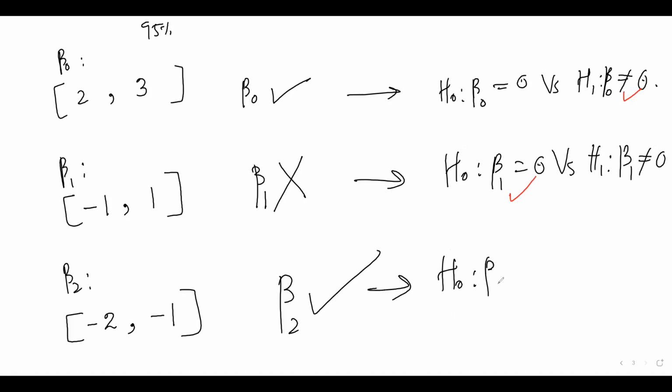Here, beta 2 is equal to 0 versus beta 2 is not equal to 0. Given that 0 is not included here, even though you do the t-test, you are rejecting H0. Is this clear? There are two methods, doing the t-test or constructing the confidence interval. Both ways you can decide, same thing. Is this clear?